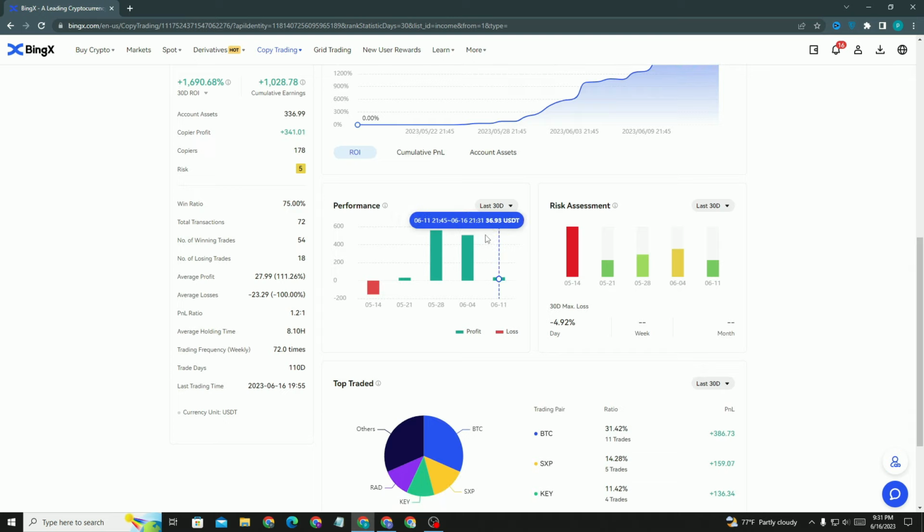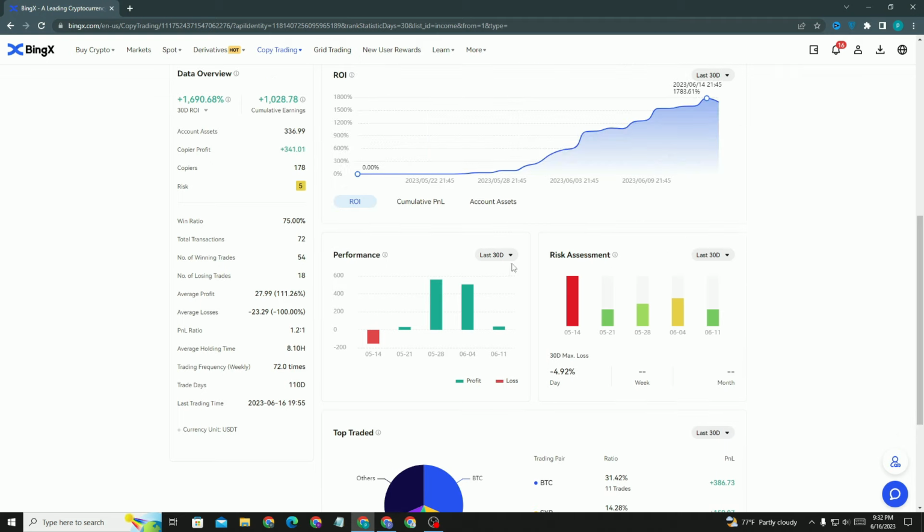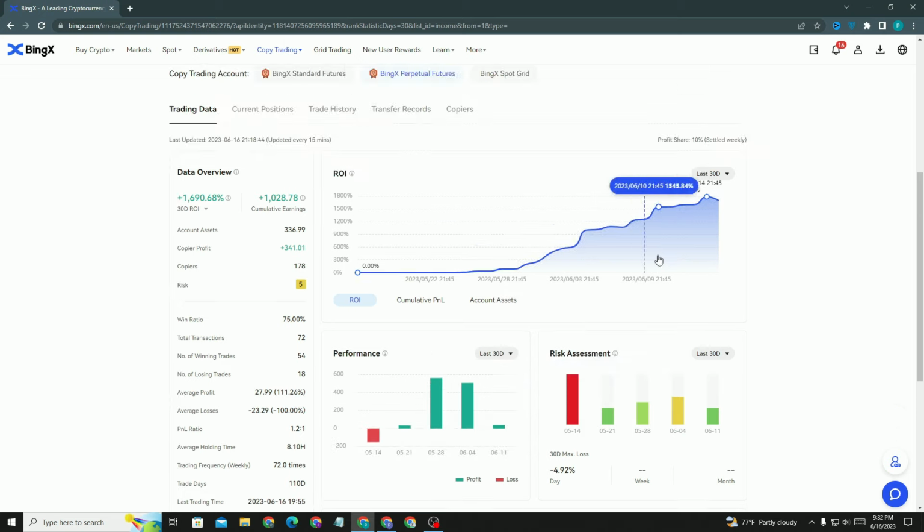You can simply see the performance over here, like green signals for the profit and red is for the loss. And the top traded is BTC, Bitcoin. Okay, and you can simply see all the overview like this, and finalize which trader is favorable and suitable for you. Then you can simply start copy trading.